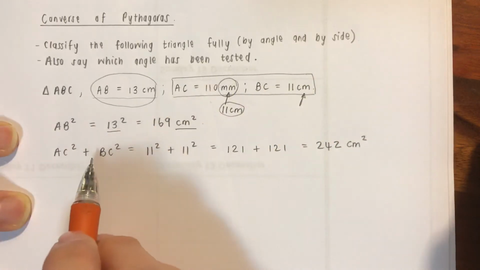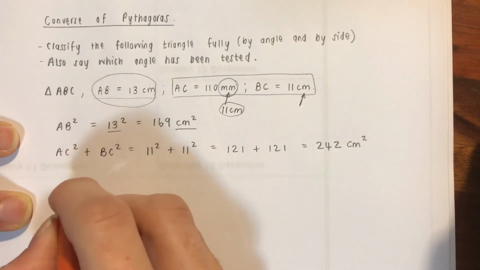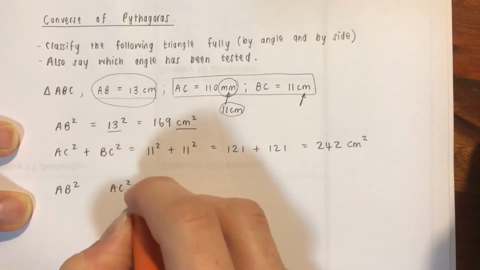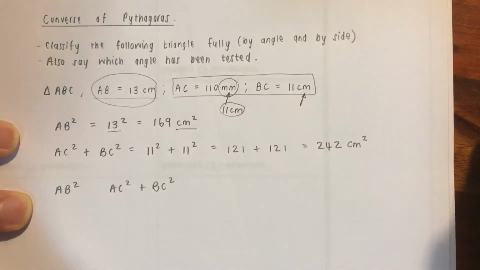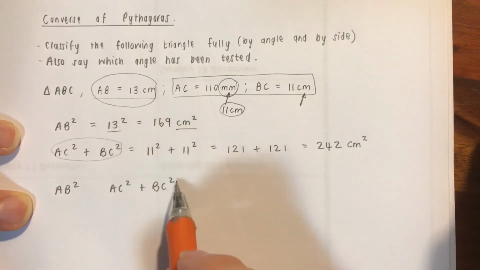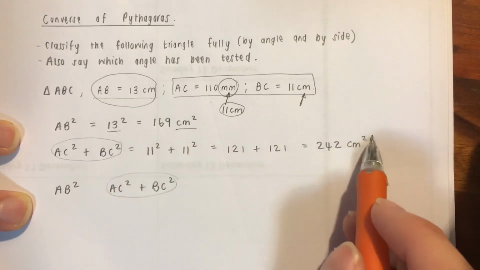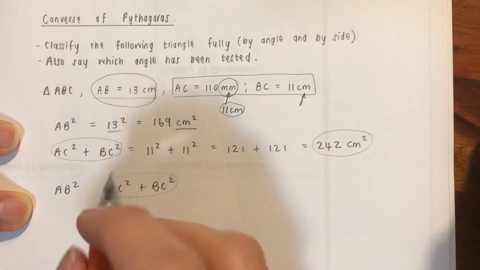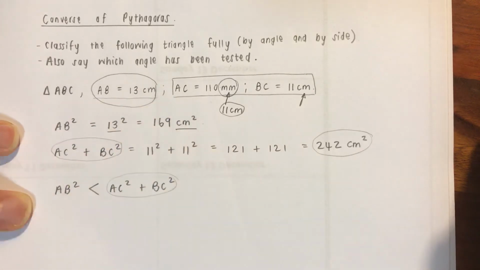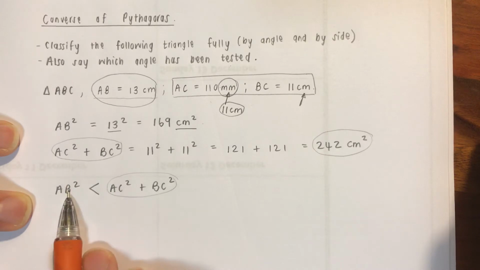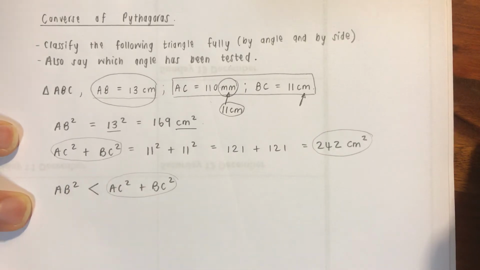Now what can we say? Normally, you will say AB squared is equal to AC squared plus BC squared if Pythagoras is applicable. But what is the case here? We see that AC squared plus BC squared, 242, is definitely greater than the 169. So we have to use this symbol here. This one is greater than this one, because this is 169 and that is 242. So now let's think about this.